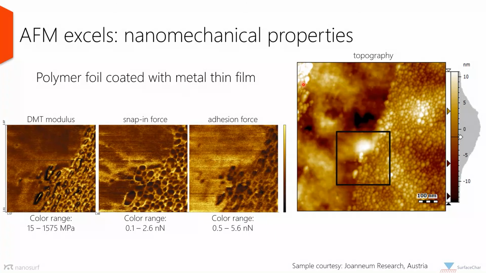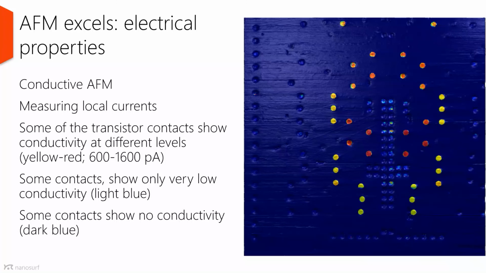So using this approach, we can directly correlate the topography with the mechanical properties of the sample. Now switching from mechanical measurements to electrical measurements, the simplest measurement one can do is to measure a current between the tip and the surface, like we do in STM.